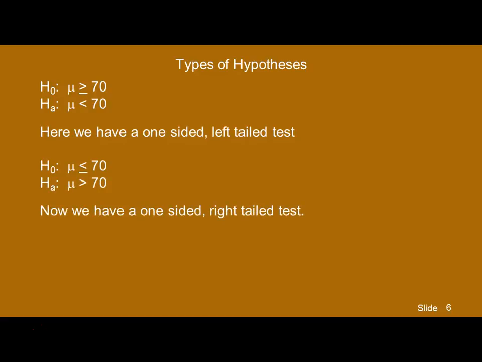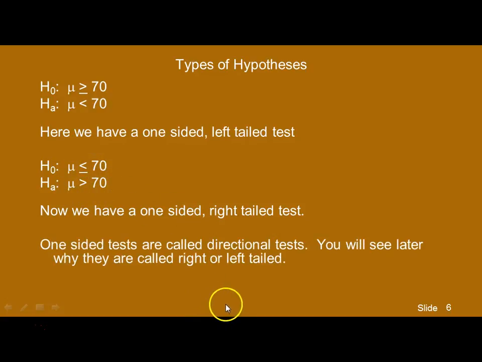Or we could have a one-sided right-tailed test. Now notice the alternative says mu is bigger than 70. Think of that greater than sign like an arrow pointing to the right, and that tells you that it's right-tailed. Again, we'll see more specifics later about exactly why it's right-tailed. Again, it's a one-sided test because only one range of values relative to the value in the null is specified in our alternative. One-sided tests are sometimes called directional. There's a particular direction implied.